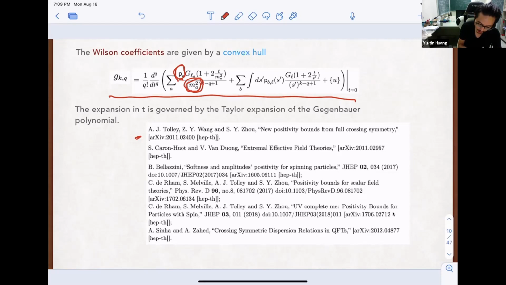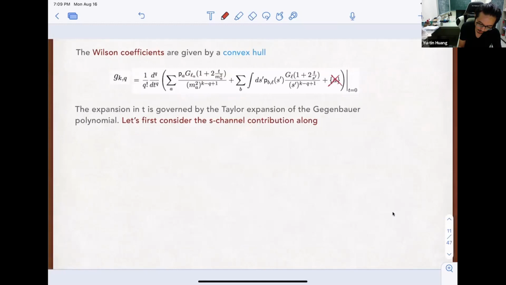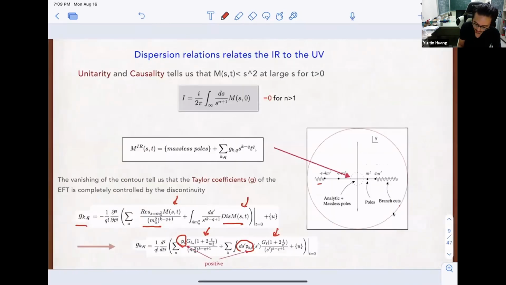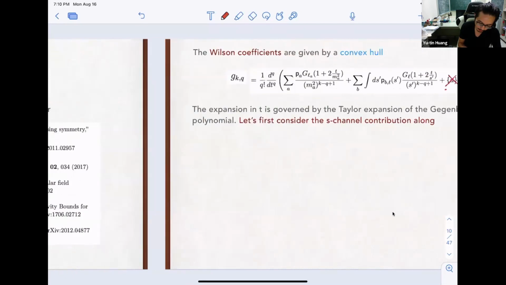So let me just forget about the U channel contribution, just focus on the S channel. By U and S channel, what I mean is that when we're looking at the complex S plane, we're going to have S channel contributions contributing to the positive real S axis, and the U channel contribution contributing to the negative S axis. So we're going to forget about this contribution for now, and let's just focus on the S channel. And then you'll see a very simple geometry appearing.